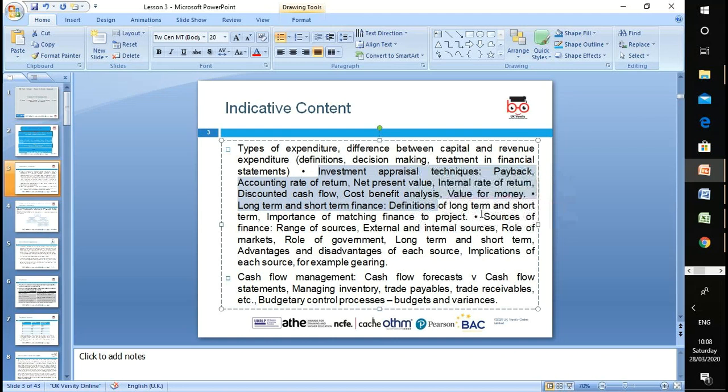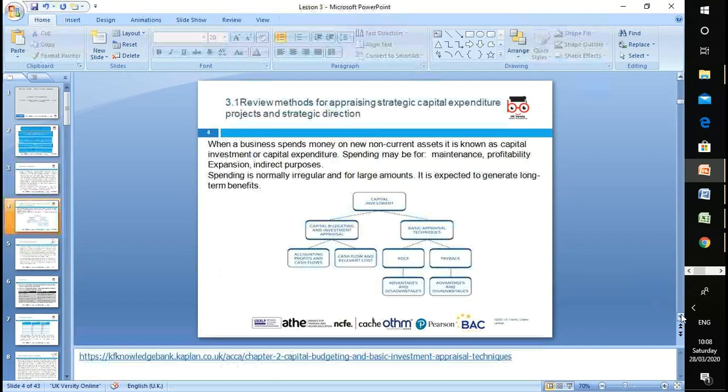Sources of finance, where we can raise the money, internally, externally, and what effect it will have on our organization, or the gearing ratio, which we discussed in previous lessons as well. Cash flow, yes, we'll look at cash flows, cash inflows, cash outflows, receipts, and payments. So the first thing we'll discuss is 3.1, review methods of appraising strategic capital expenditure projects and strategic direction.